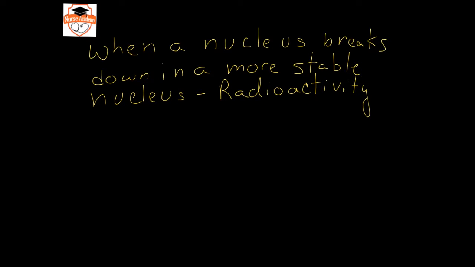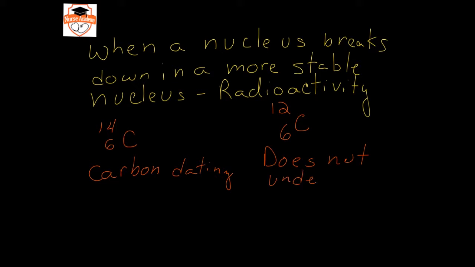For instance, carbon-14 is an unstable nucleus, and this is the one that's used for carbon dating. Whereas the nucleus that is in most of the carbon-based molecules in our bodies is usually carbon-12. This is the most abundant isotope. In other words, it's the more common isotope of carbon. It does not break down, so it does not undergo radioactive decay, which is another word for radioactivity.